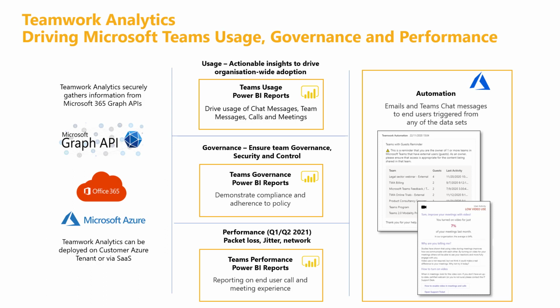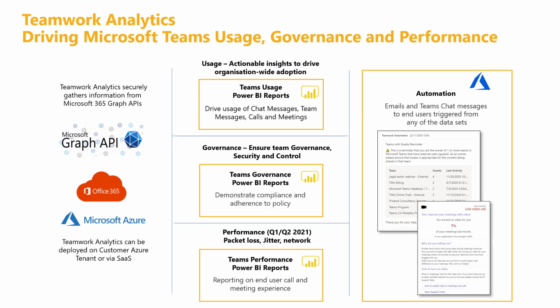From this data, we can create Power BI reports around usage, so helping a service owner or a change manager understand who's using which functionality, and this can be sliced and diced by any Active Directory attribute. We also can provide governance reports, so typically for a compliance team or service owner, reporting on teams, their activities, owners, members, public, private, guest access, and performance, typically for the unified communication or voice or video team. So things like packet loss, jitter, latency, video performance, network performance, devices.